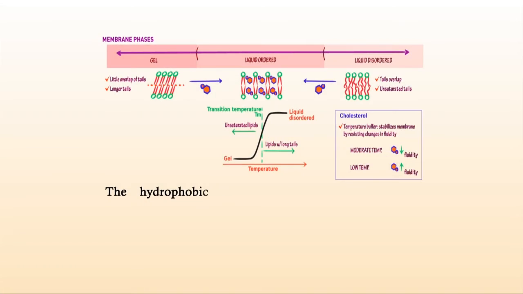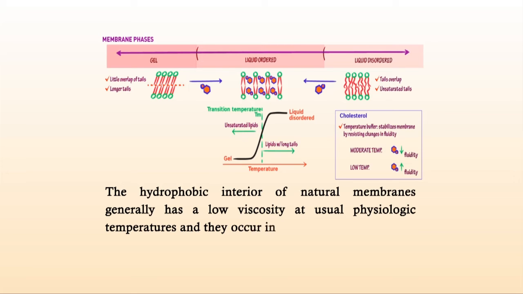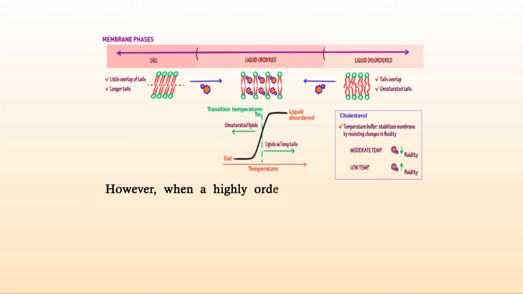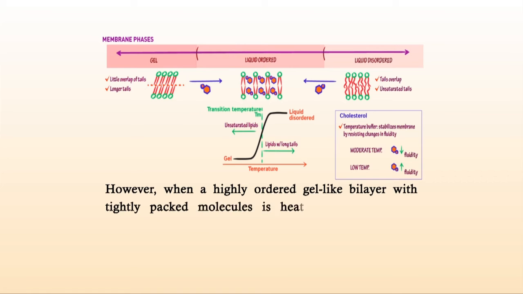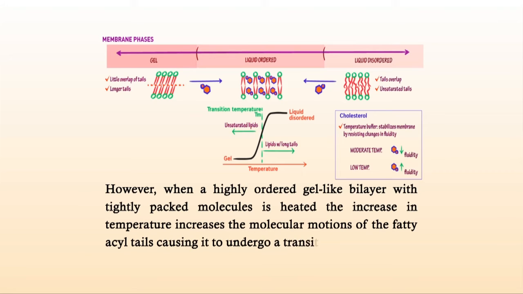The hydrophobic interior of natural membranes generally has a low viscosity at usual physiologic temperatures and they occur in a fluid-like state. However, when a highly ordered gel-like bilayer with tightly packed molecules is heated, the increase in temperature increases the molecular motions of the fatty acyl tails, causing it to undergo a transition from a gel-like state to a more fluid-like state.